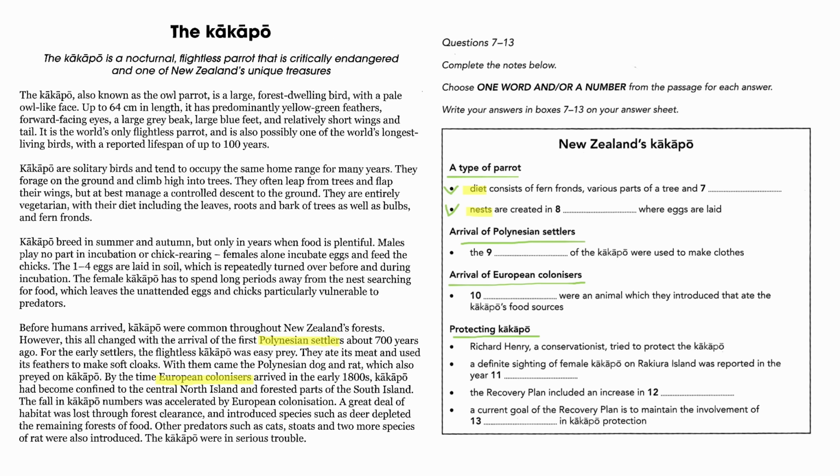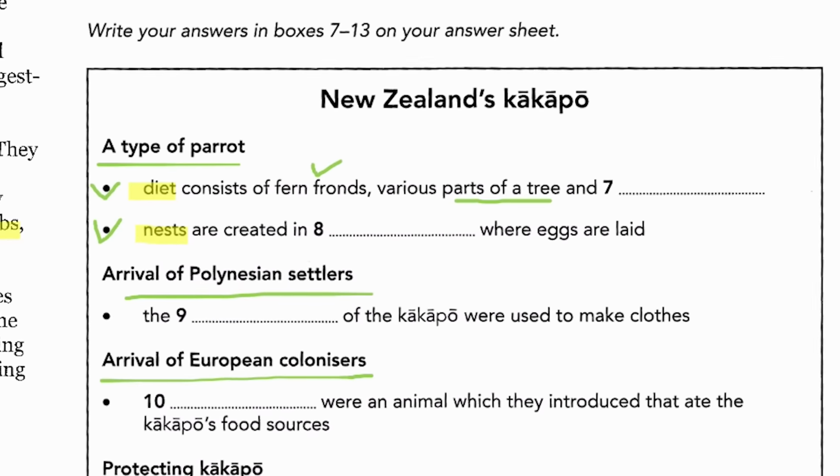So question number 7 is about what parrots eat. And again, we start skimming the passage quickly, looking for information about their diet. But the word diet may not be in the passage. However, in our case, it is. And their diet includes the leaves, roots, bark of trees, as well as bulbs and fern fronds. So which one is the answer? Let's compare. So fern fronds are here, yes, and then various parts of a tree, and all these are parts of a tree, which means our answer is bulbs.